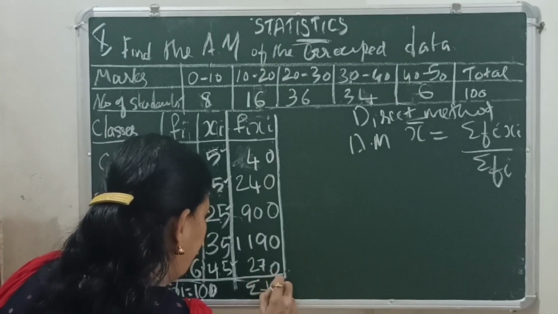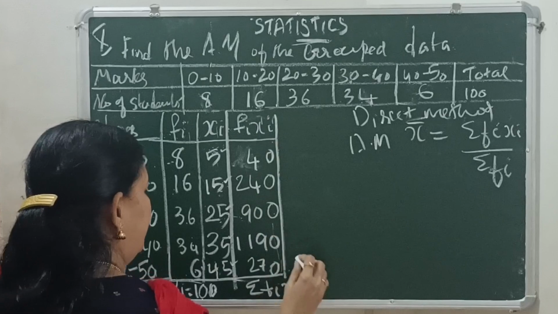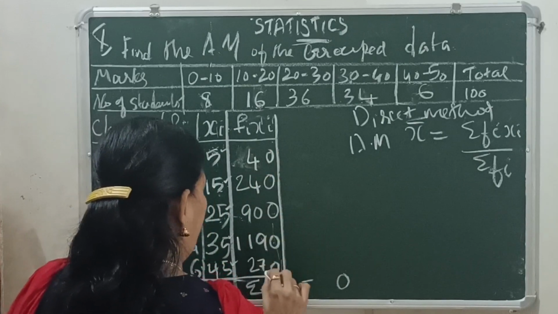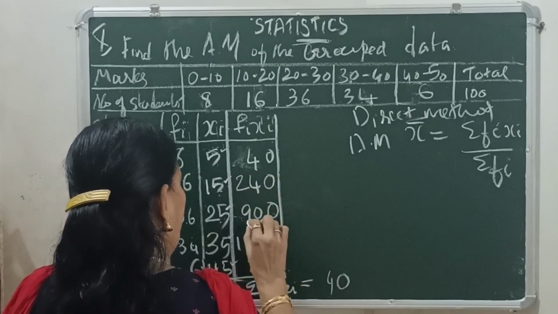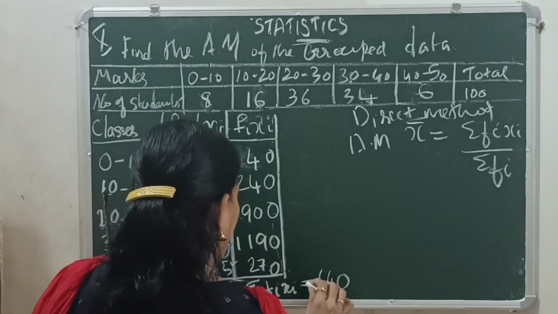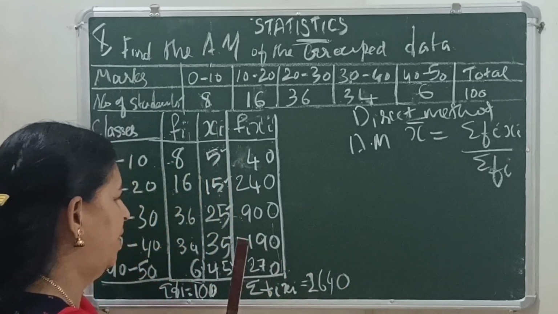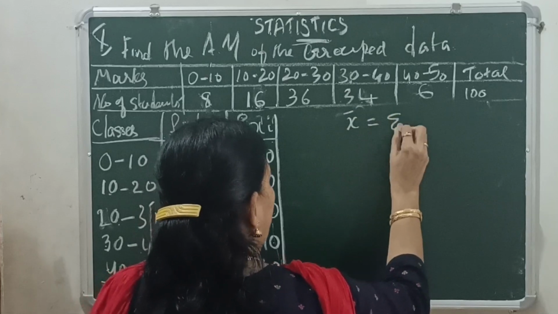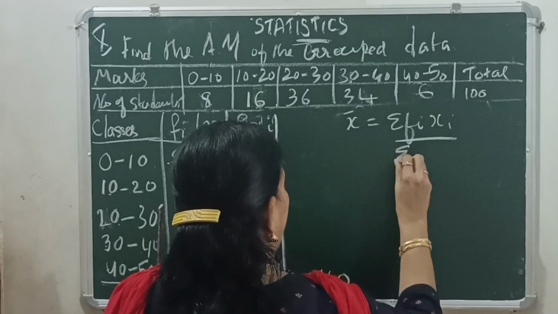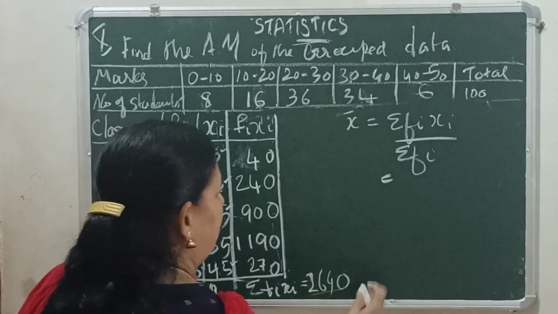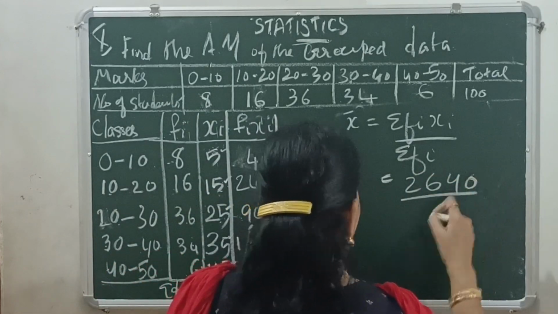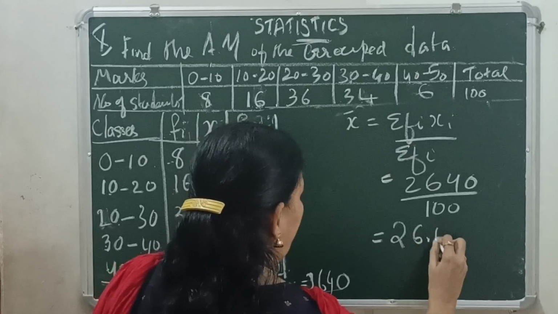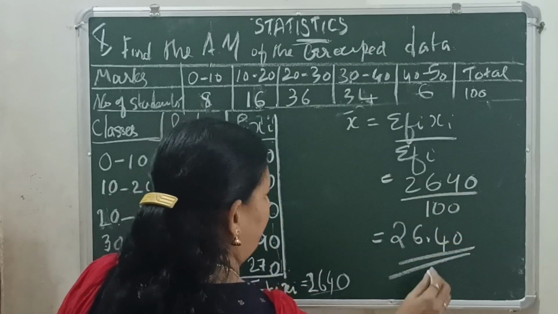For finding sigma fi xi, add all the fi xi terms, that is equal to 2640. Then by the direct method, the arithmetic mean x bar equals sigma fi xi divided by sigma fi. Sigma fi xi is 2640, divided by sigma fi, the total frequency, 100, is equal to 26.40, dividing by 100 by placing the decimal point two places to the left.